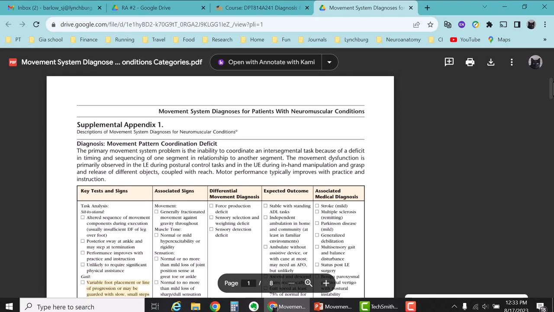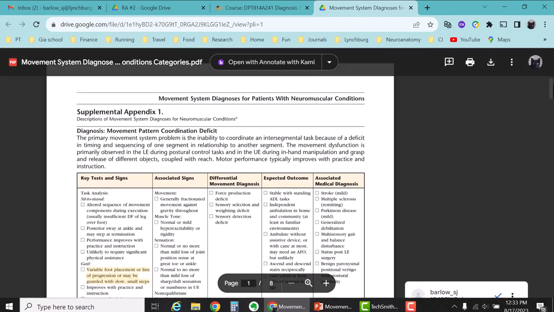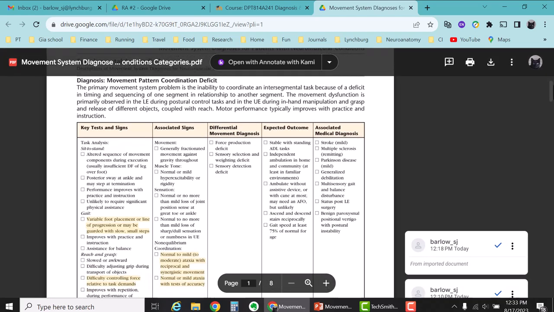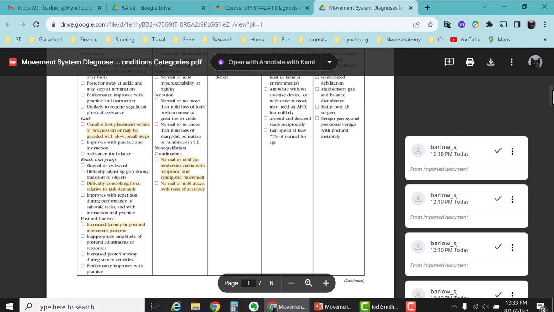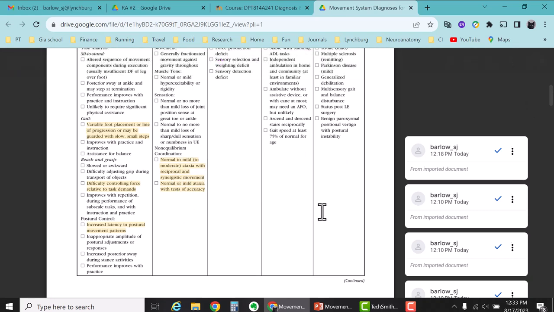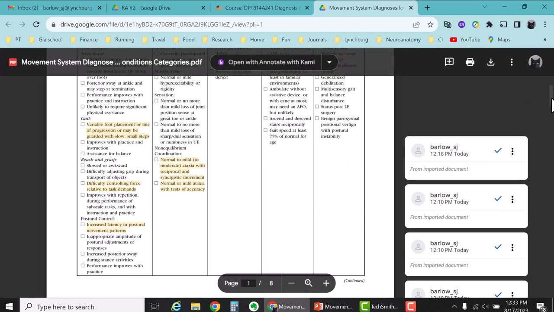For example, the diagnosis here is movement pattern coordination deficit. These patients you would expect, probably most importantly, to have during gait variable foot placement or line of progression, or maybe guarded with slow, small steps. They're going to have difficulty controlling force relative to task demands. Their postural control is going to be latent. As far as coordination tests, they're probably going to demonstrate some sort of ataxia here.